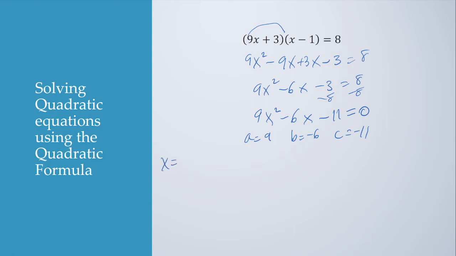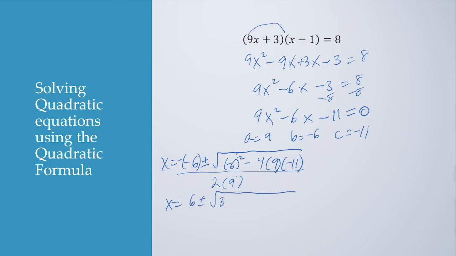So I have x equals negative b plus or minus the square root of b squared minus 4 times a times c all over 2a. So I have x is 6 plus or minus the square root of 36. Negative 4 times 9 is negative 36, times negative 11 becomes a positive 396. Oh, good grief. Over 18. So I have x equals 6 plus or minus the square root of 432 over 18.